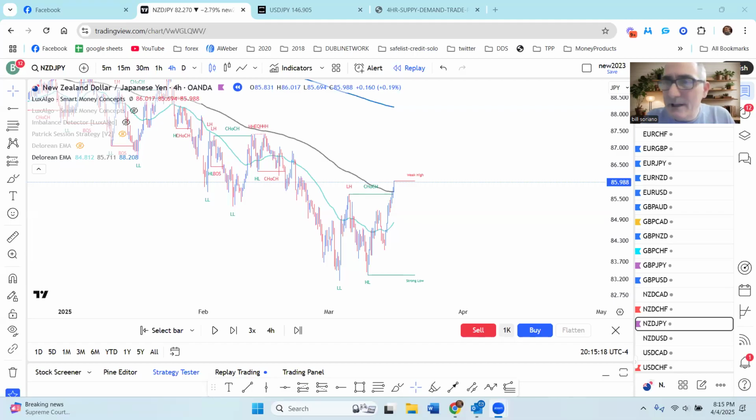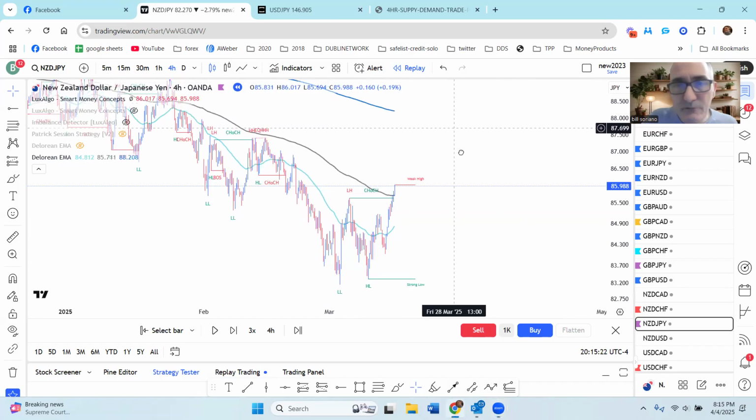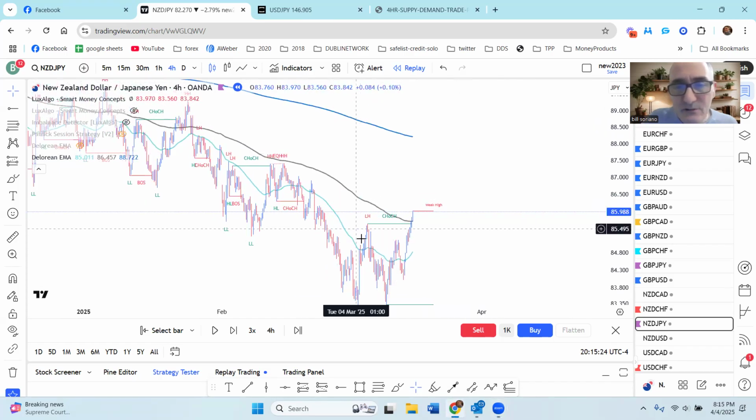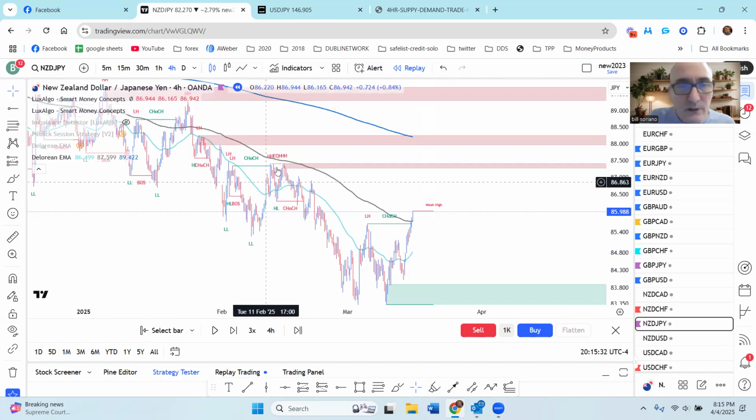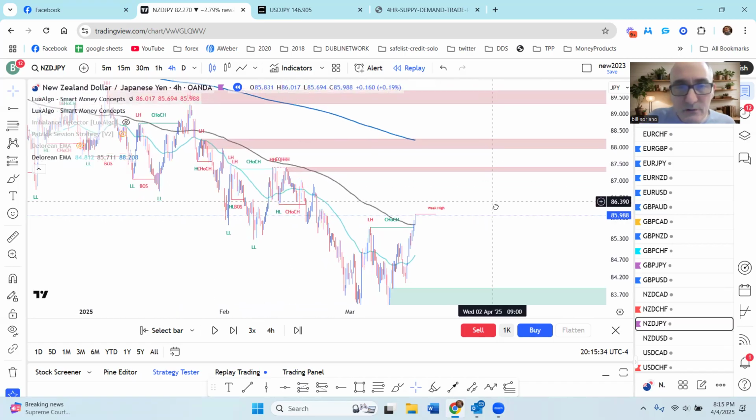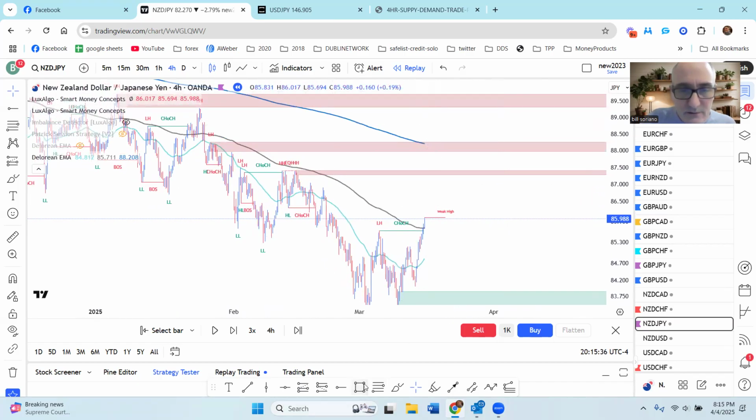Okay, I'm on NZDJPY now. And again, on the 4 hour time frame, we're identifying the trend bias. It's obviously bearish, right, based on the moving averages and the rules that we use. So if we turn our indicator on, we have two zones. Let's highlight this zone here, and let's also highlight this zone right here.